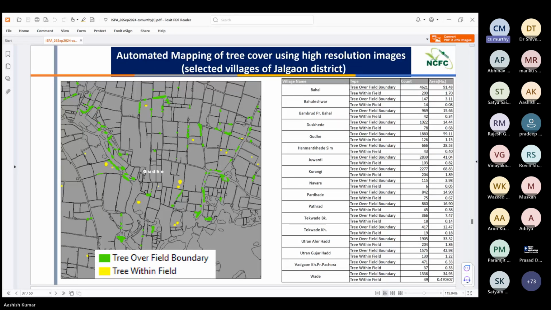This is another important application, the automated mapping of tree cover. This is also an upcoming application, and there is a lot of inherent potential for it.